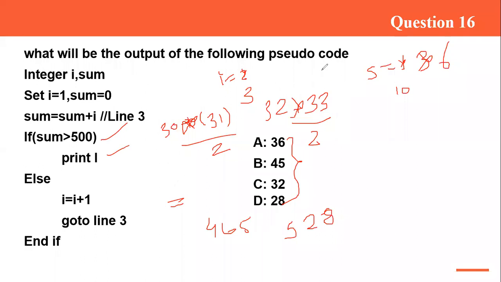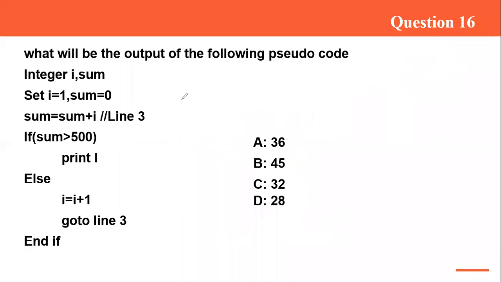Okay, for 31, what is the answer then? Can't it be 31? 31 into 32 by 2. What is the answer for that? I think it's borderline, something like 490 or 486. 496, I guess, right? Yeah, 496. So it's not greater than 500 anyways. So the only possible value is 32, the answer. Got it? I hope everyone understood that.